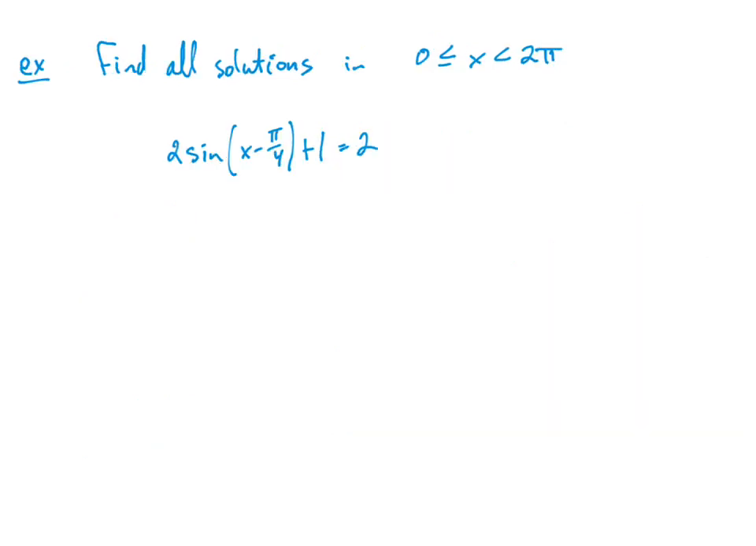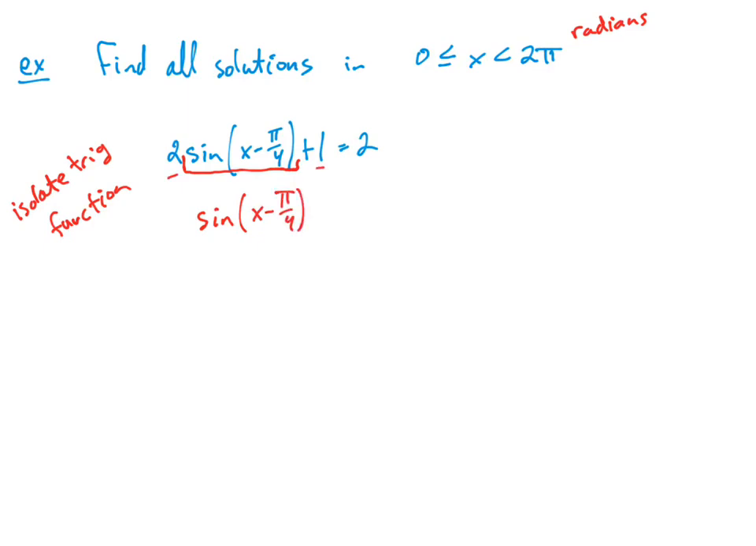All right, and then the last example for this video, we want to find the solutions in 0 to 2 pi. So again, that's in radians. For this equation, 2 sine of (x minus pi over 4) plus 1 is equal to 2. So the first thing we want to do is isolate the trig function. Okay, so we want to solve for this first. Okay, so I'm going to subtract 1 and then divide by 2. So sine of (x minus pi over 4). I'm subtracting 1 and then dividing by 2, so I end up with 1/2. At this point, we have sine of (x minus pi over 4) is equal to 1/2.